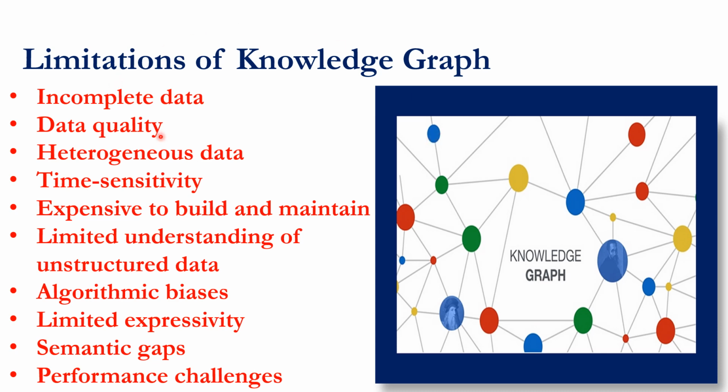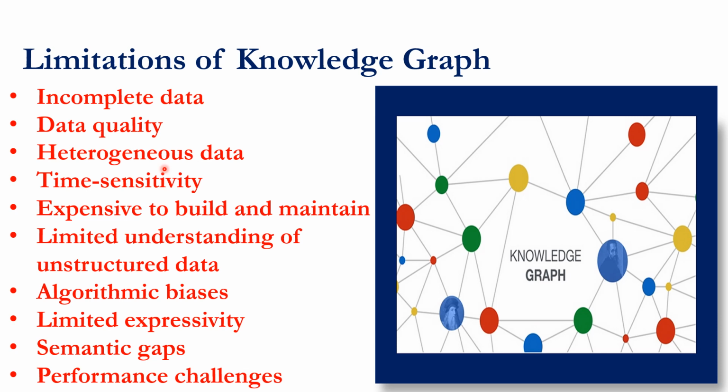Poor data quality, such as inconsistency, errors or duplicate information, can affect the accuracy and reliability of knowledge graphs. Then heterogeneous data. Bringing together data from diverse sources can be challenging, and the formats, vocabularies and ontologies used by different sources may not align, which can make it difficult to integrate and compare data. Then time sensitivity, expensive to build and maintain, and then limited understanding of unstructured data.